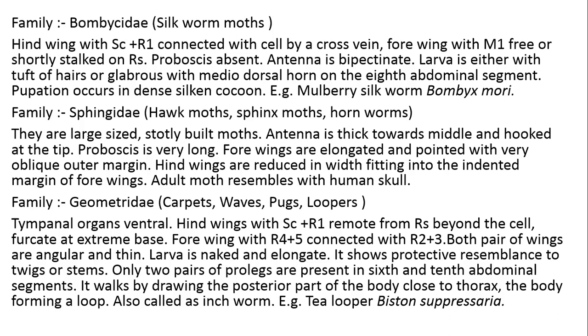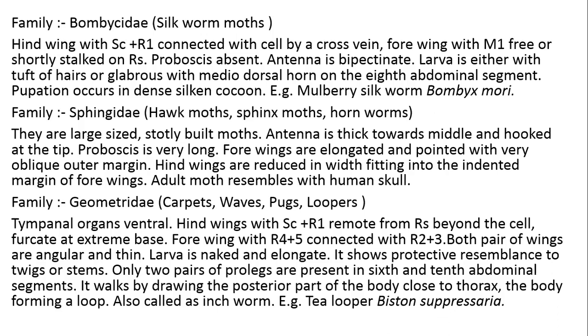Family Geometridae, in which the carpets, waves, and pugs are included. Tympanal organs ventral, hind wings with subcosta plus radius 1 remote from the radial sector beyond the cell, furcate at extreme base, forewings with R4 and 5 connected with R2 and 3. Both pairs of wings are angular and thin. Larva is necked and elongate. It shows protective resemblance to twigs and stems.